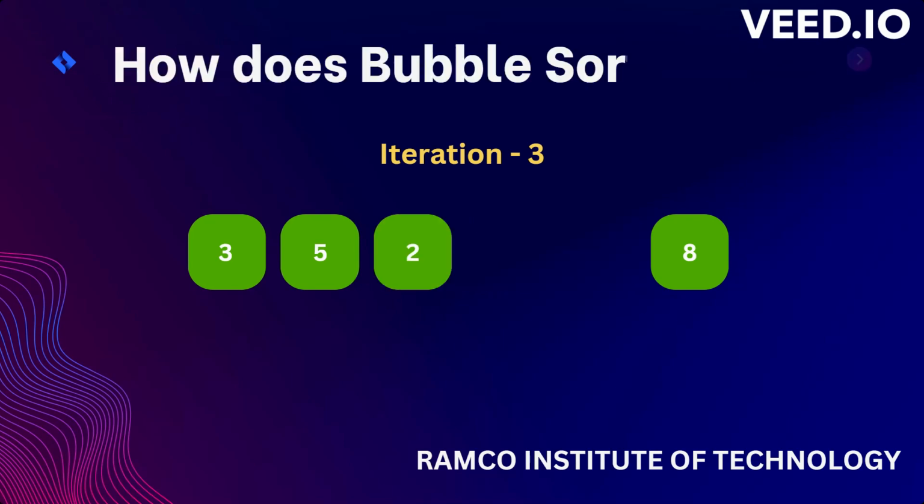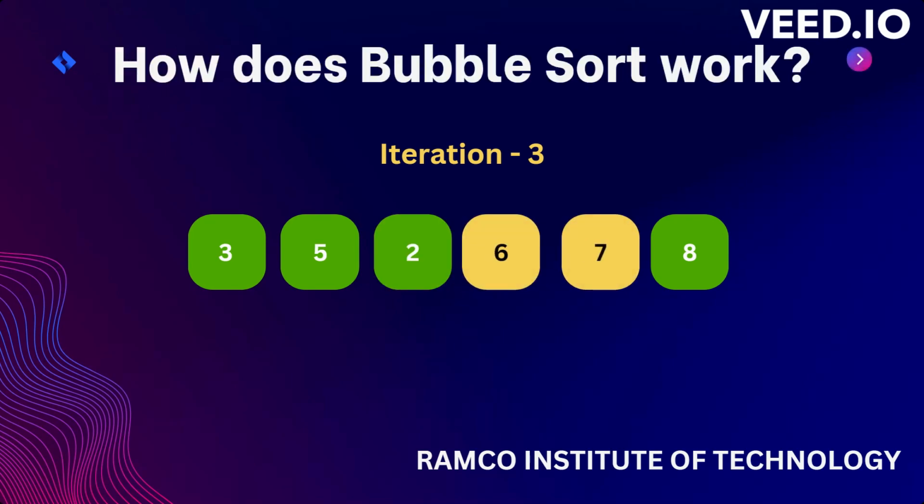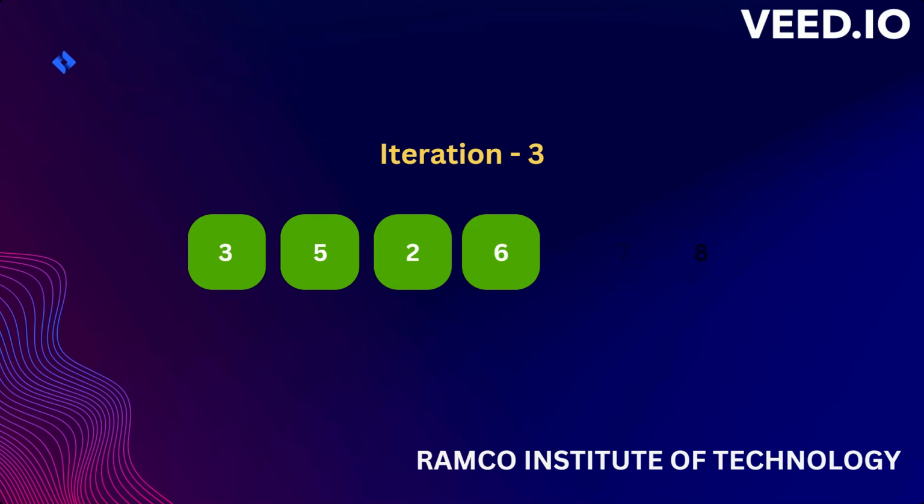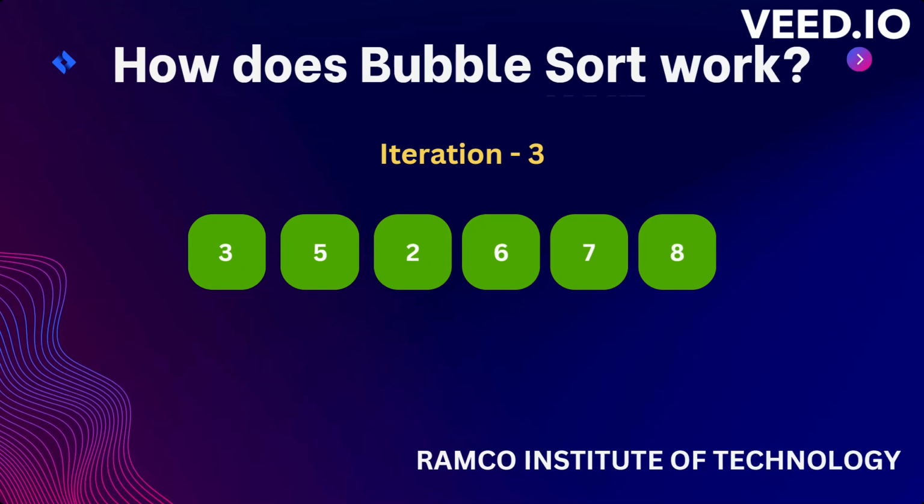Then the next two elements are compared, that is 6 and 7. So here it is already in the sorted order, so no swapping is needed here. Then the last two elements, that is 7 and 8, are compared. It is already in the sorted order, so no swapping is required here. So now we reach the end of iteration 3. Even now the elements are not in sorted order. So now we perform iteration 4. Now the first two elements are compared, that is 3 and 5. It is already in the sorted order, so no swapping is necessary.